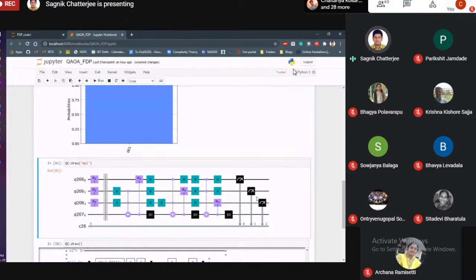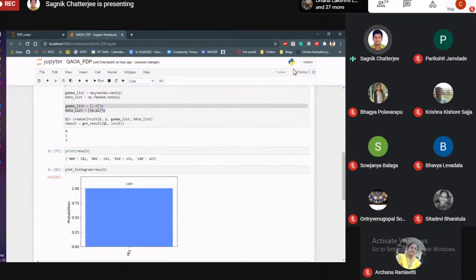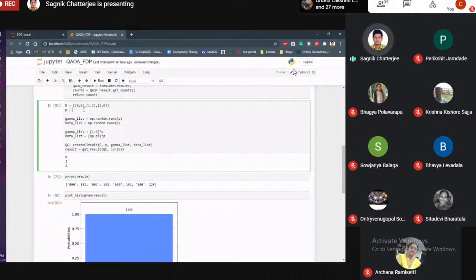So this is how the circuit should look in the case of p equal to one. Before the barrier, the first layer is the red box, and the later layer is the mixing unitary, the blue box. For p equal to 3, which is not necessary since for this graph you can already see it. So we can do one thing for this graph.